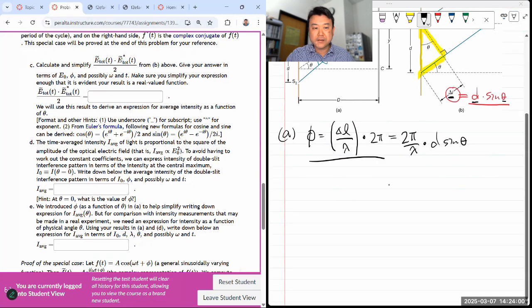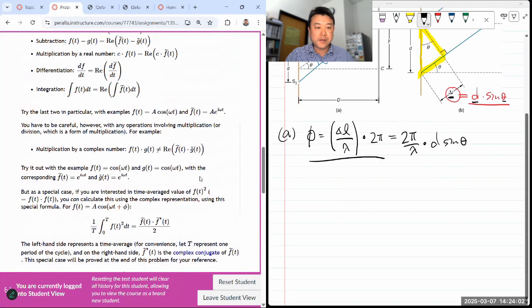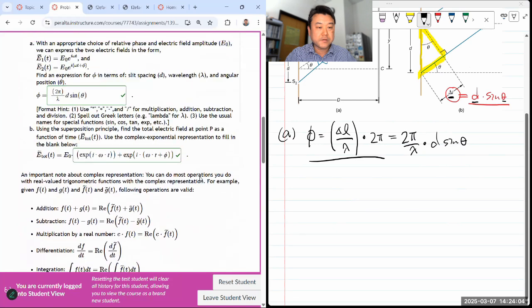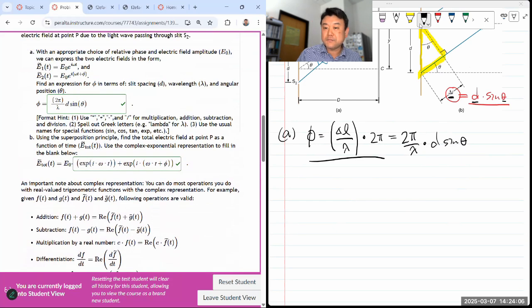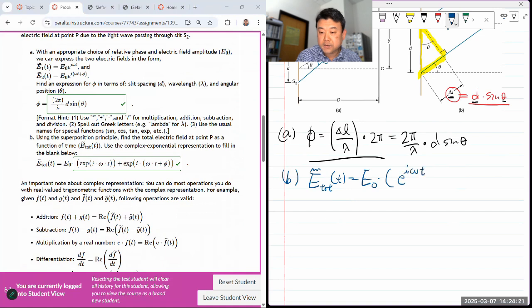Let me just write down the E total for reference to myself, so I don't forget anything. So for part B, we are going to have E complex total as a function of time is equal to E naught times e to the i omega t plus e to the i omega t plus phi.